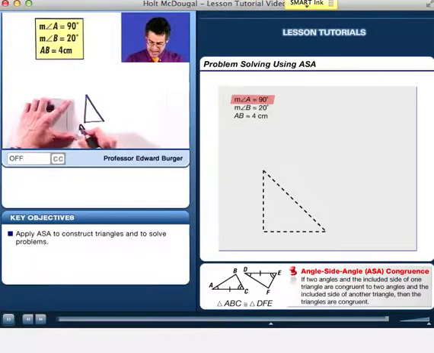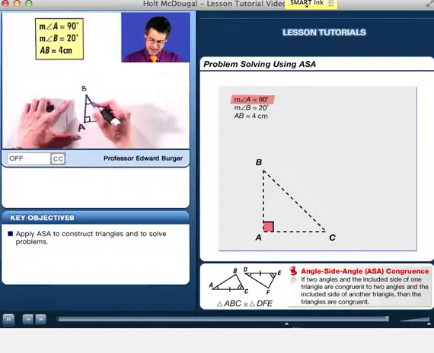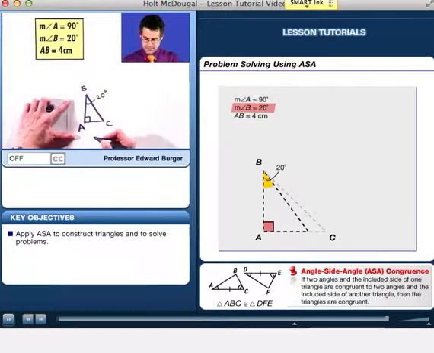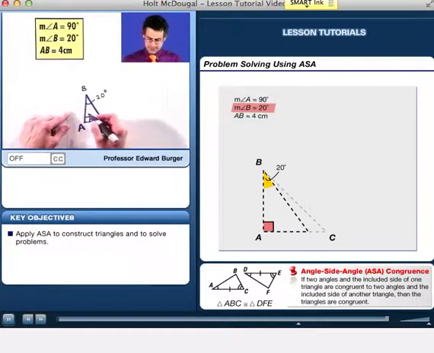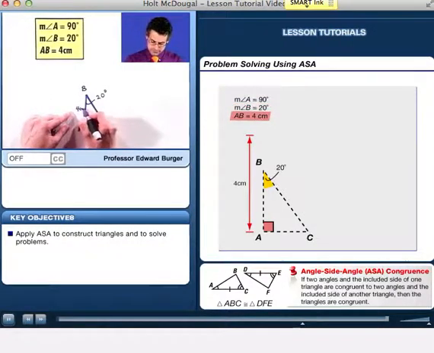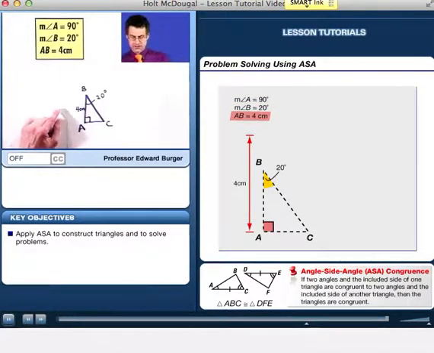So this is A, B, C. This angle is 90. This angle has measure 20 degrees. And we know that AB has length 4. How many triangles can there be?